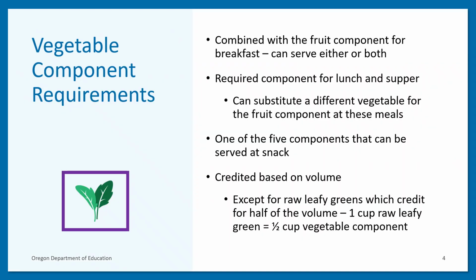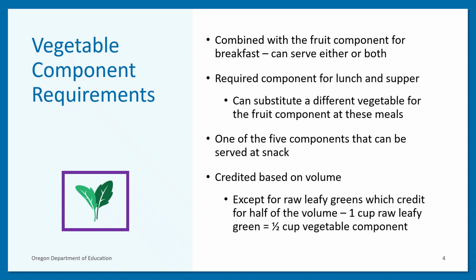The vegetable component is combined with the fruit component at breakfast. This means that you can serve either a fruit or vegetable or both. For lunch and supper, the vegetable component is a separate required component from the fruit component. A second, different type of vegetable can substitute for the fruit component at both lunch and supper. This means that you can serve carrots and peas instead of carrots and apples. You cannot provide 2 servings of carrots.